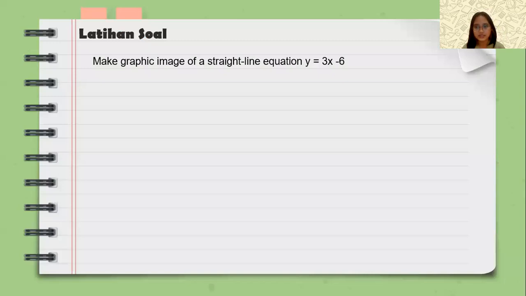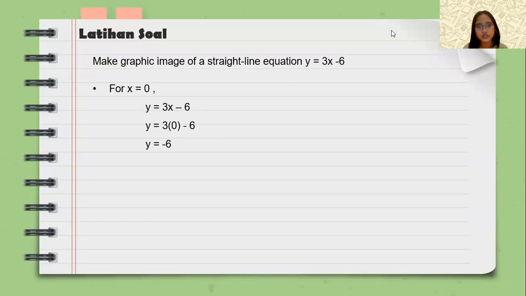Okay, so now is the exercise. The problem is to make a graph of the straight line equation y is equal to 3x minus 6. Same as before, we should search for x. The x is equal to 0. We substitute x into the equation.